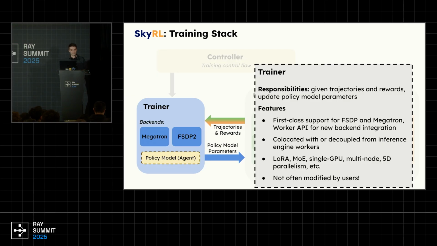The stack supports different scales. Maybe you're running at a smaller scale, you have a few GPUs, and so you need to co-locate the training and inference workers. Or maybe you're running at a much larger scale, doing some asynchronous training, and you can absolutely decouple the inference and training workers. And then we just have a rapid-fire list of various things that many users like to have access to, which is LoRA training, MoE training. Like I mentioned, you're doing either single GPU or multi-node, whether you're using 5D parallelism for your MoE training.